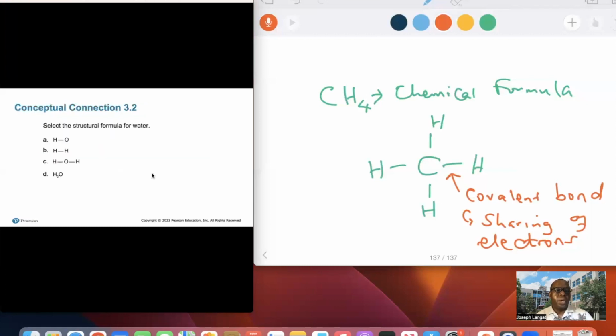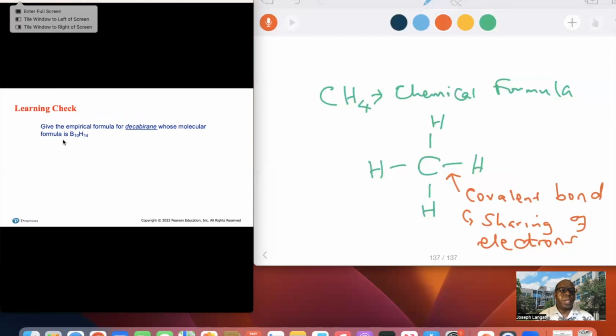Here is a conceptual question, 3.2. Select a structural formula for each of the correct answers. You see, everybody knows that. You should be able to write the structural formula for each.